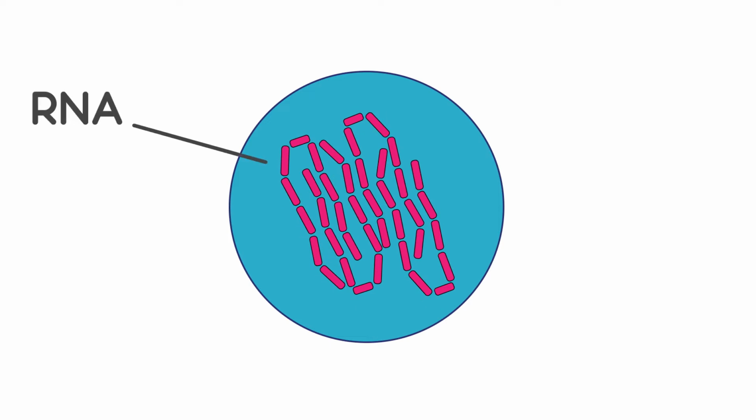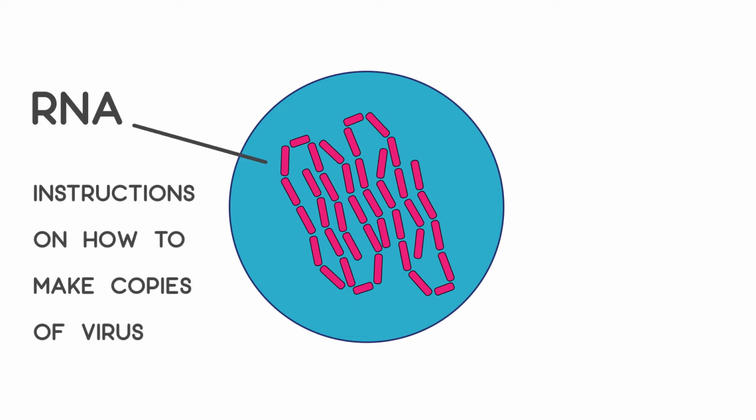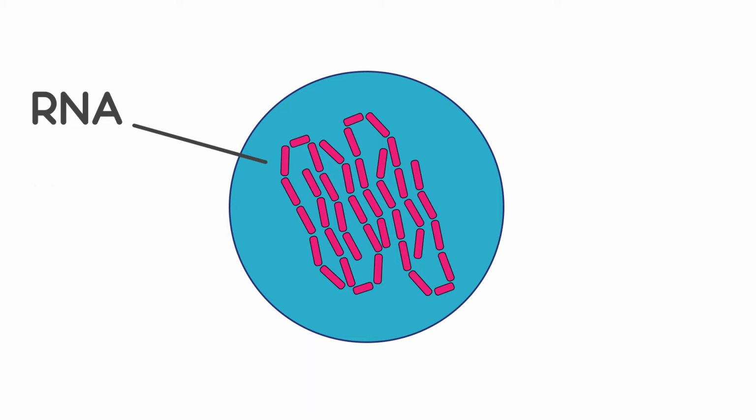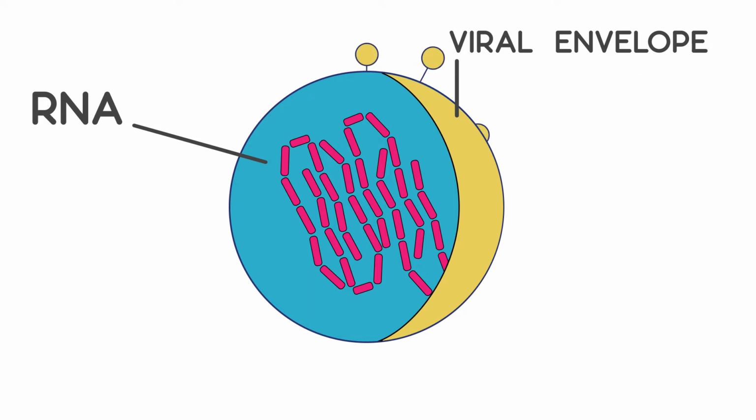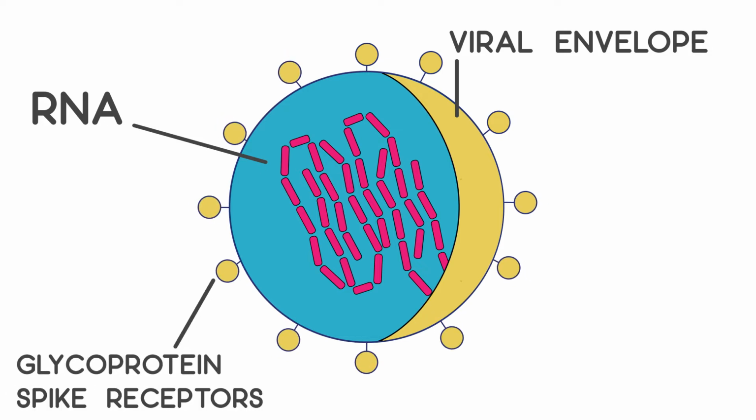The common morphologies of the viruses in this family are that firstly, their core is made up of RNA, which is genetic material like DNA, and is used for making copies of itself. This RNA is protected inside a lipid or fatty layer called the viral envelope, and protruding out from the surface of the envelope are glycoprotein spike receptors.